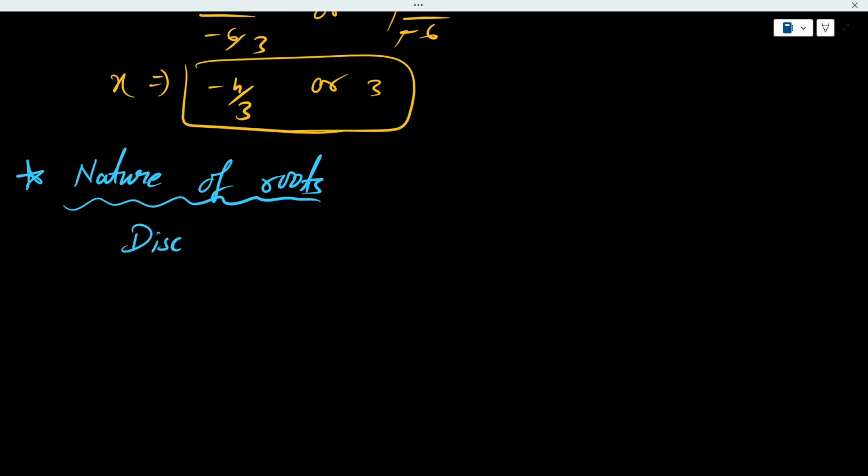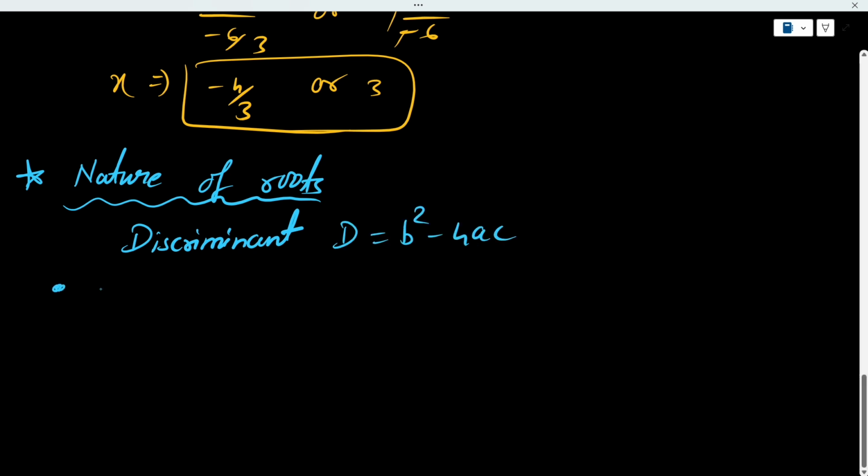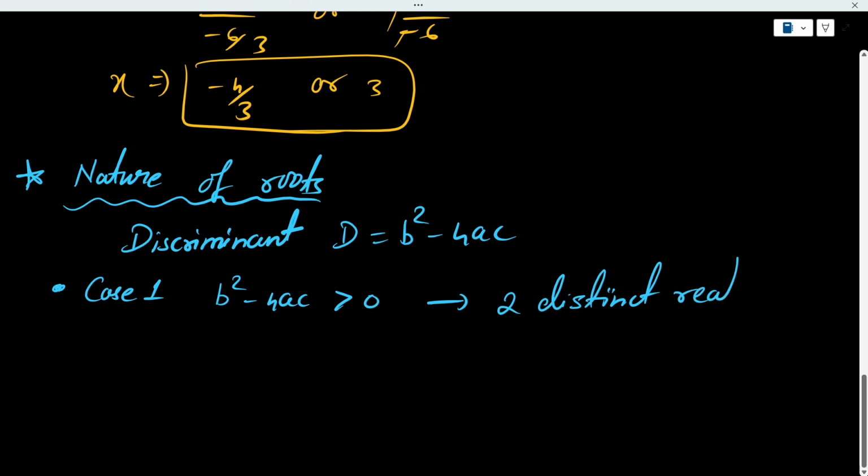We use the discriminant, right? So here the discriminant is equal to b² - 4ac. There are three cases here. Case one: if b² - 4ac is greater than 0, there will be two distinct real roots, right? So that means your roots are going to be real numbers.